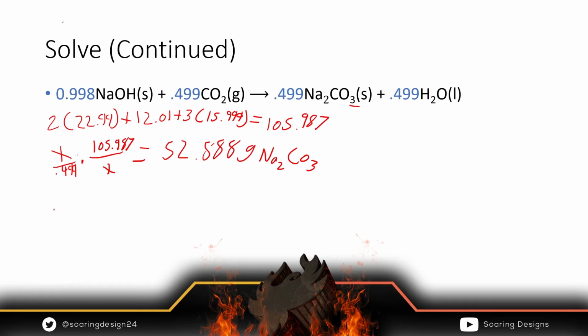So hydrogen, we have 2 hydrogens, and that has a weight of 1.008. Then we're going to add that to our 1 oxygen, which is 15.999. We add that together, and that gives us 18.015 grams per molecule of H2O.